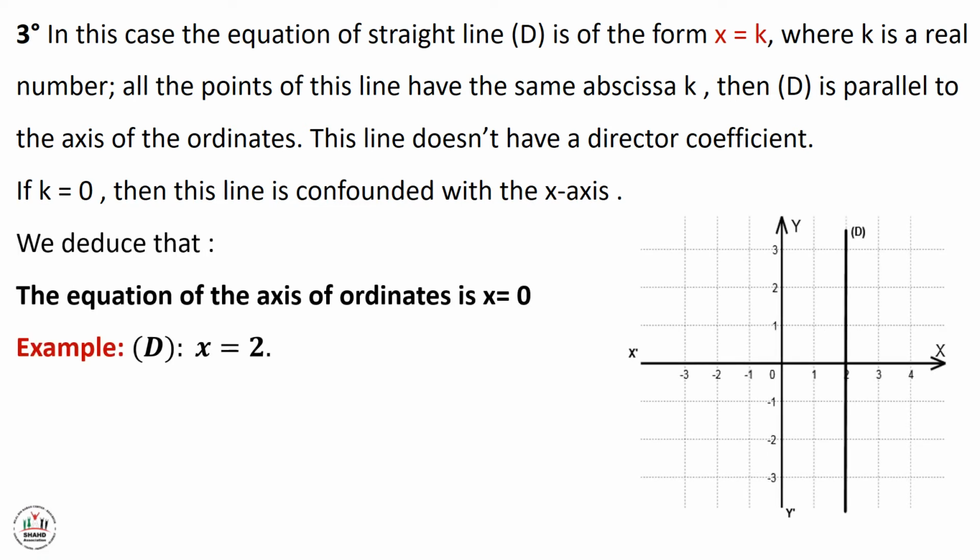The equation of the axis of ordinates is x = 0. Here we have another example. We have a line D parallel to the ordinates with equation x = 2.